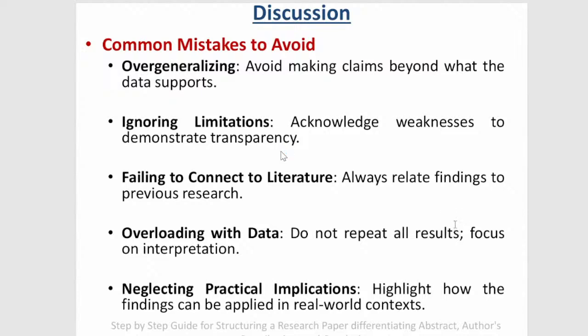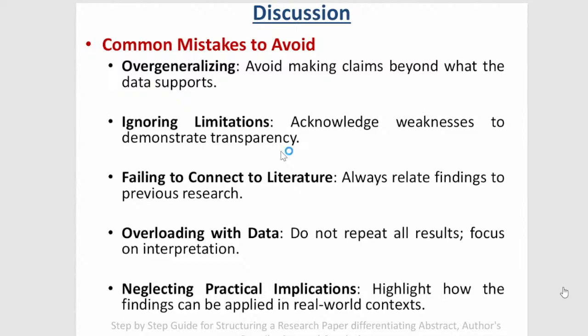Another mistake is ignoring the limitations. We should acknowledge our weaknesses that we have already discussed. We should not ignore our limitations. If we ignore them, that means we are avoiding transparency. We are not explaining or displaying our weaknesses, so it lacks transparency, which we should not follow.